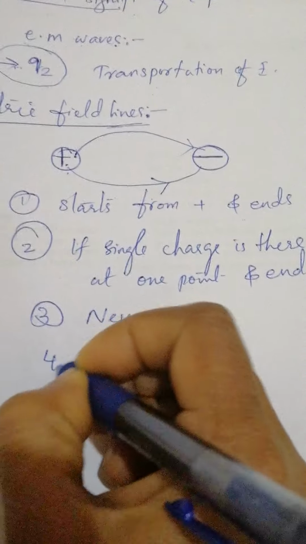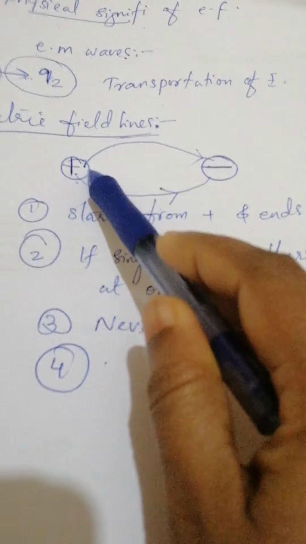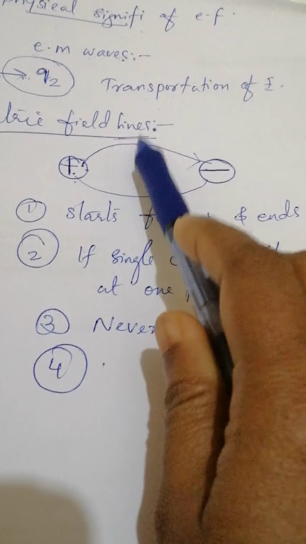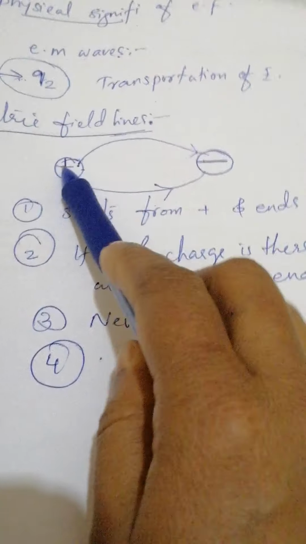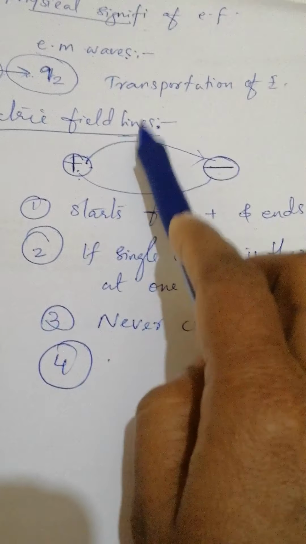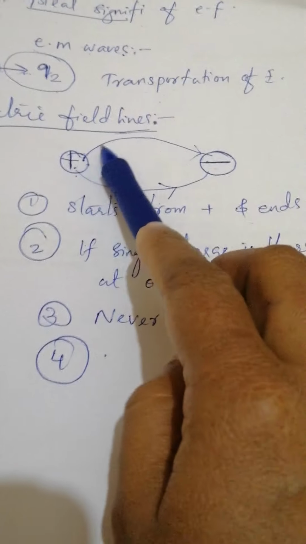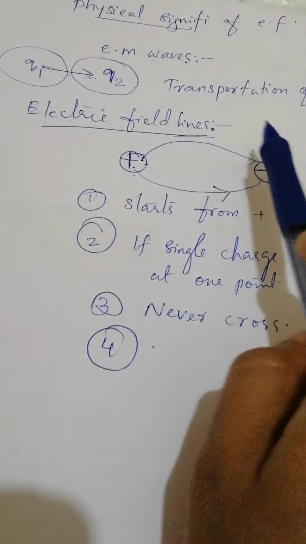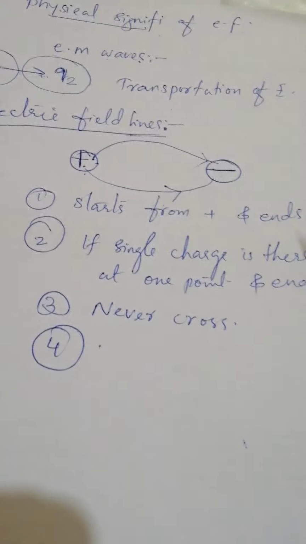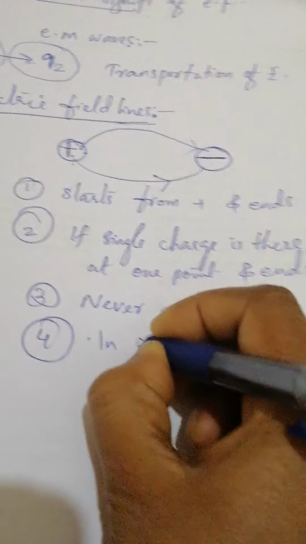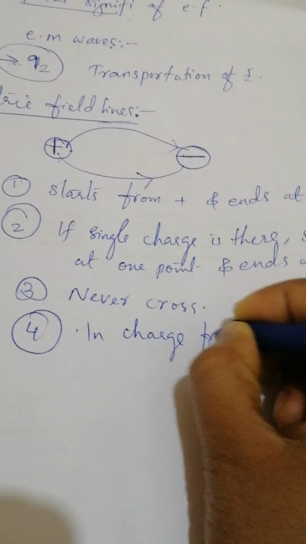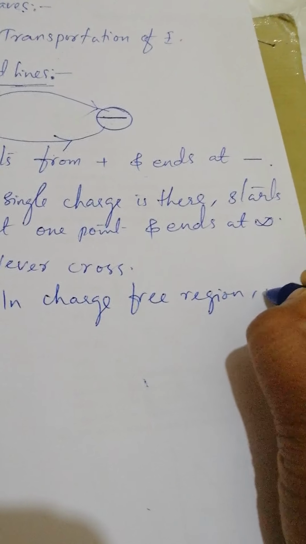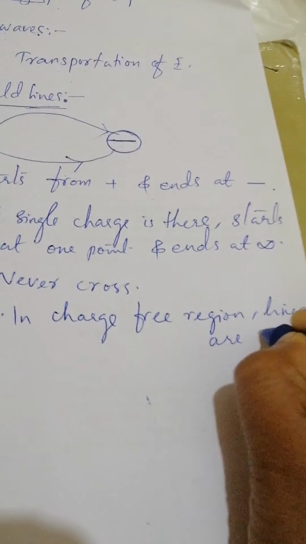Okay. And see this case, consider a point here. This is the charge free region. Here charge is there, but this is the charge free region, and here the lines are continuous. If you draw electric field lines, you can see that in a charge free region they are continuous. So in a charge free region, electric field lines are continuous.